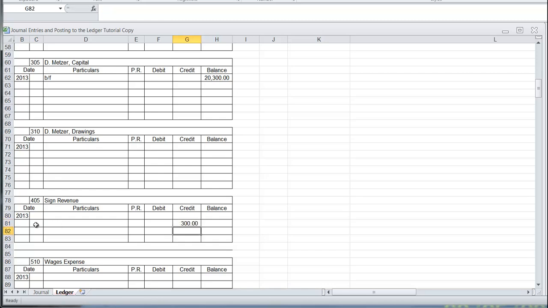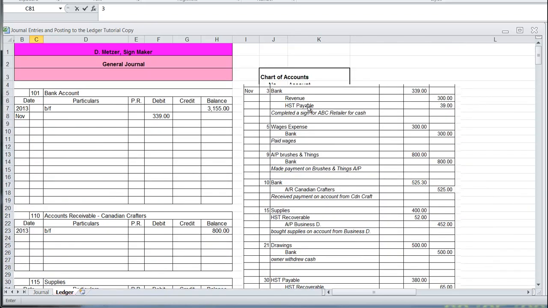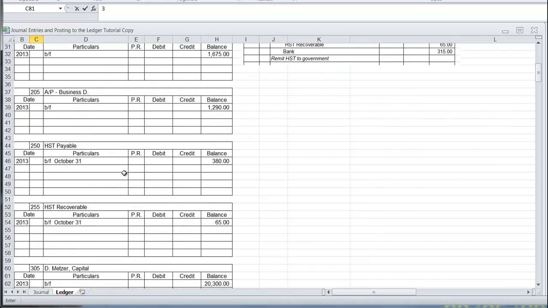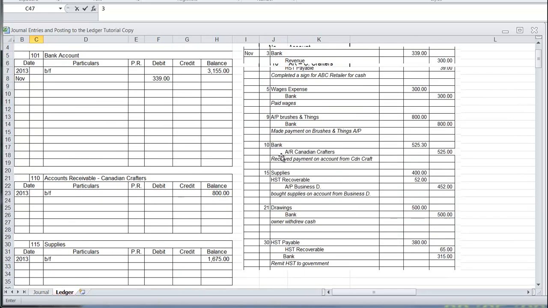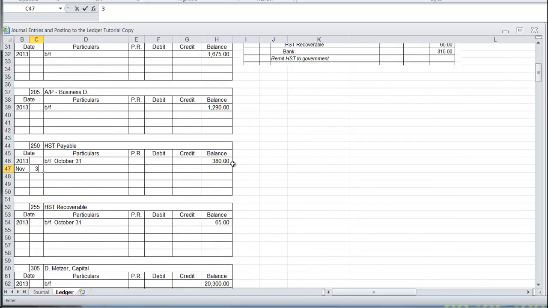And I'll show how to get all these balances in a moment. And that was November 3rd. And in that first transaction, we also had HST payable of $39. So we would scroll down here to HST payable again. That was November 3rd, and it was HST payable of $39. And notice that's a credit. So we would put $39 here.